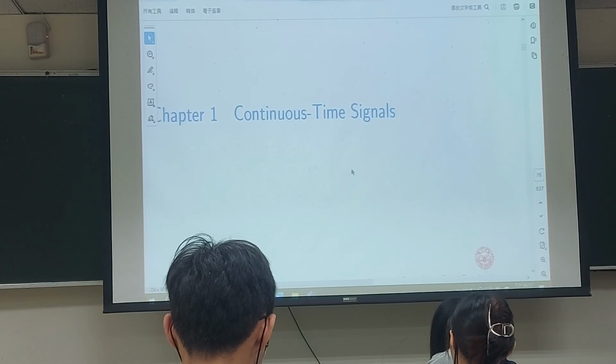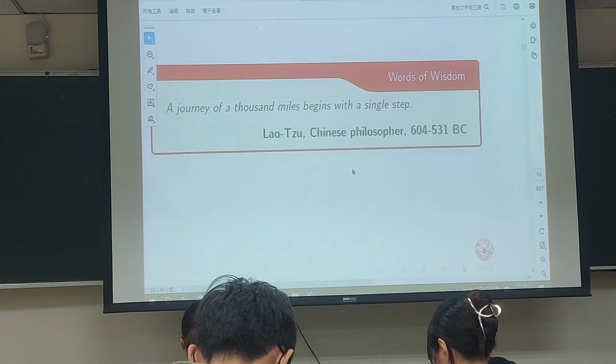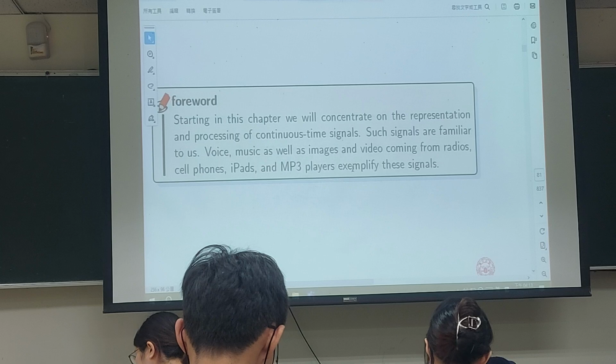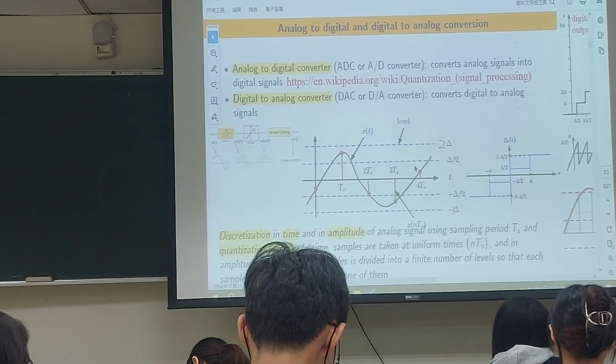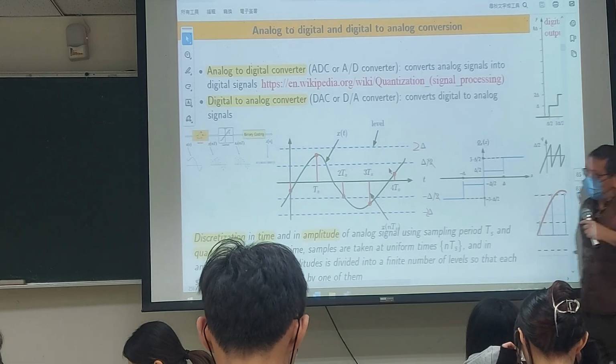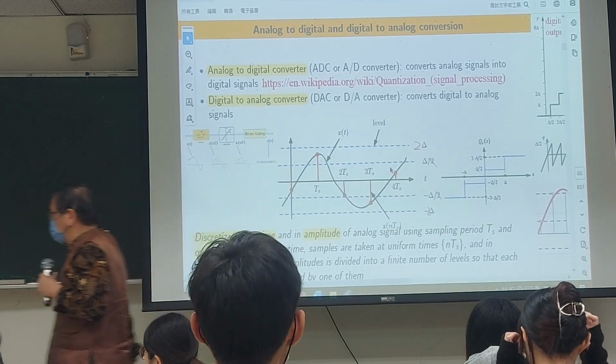Continuous now signals, okay? Before that, let me go through this briefly one more time.